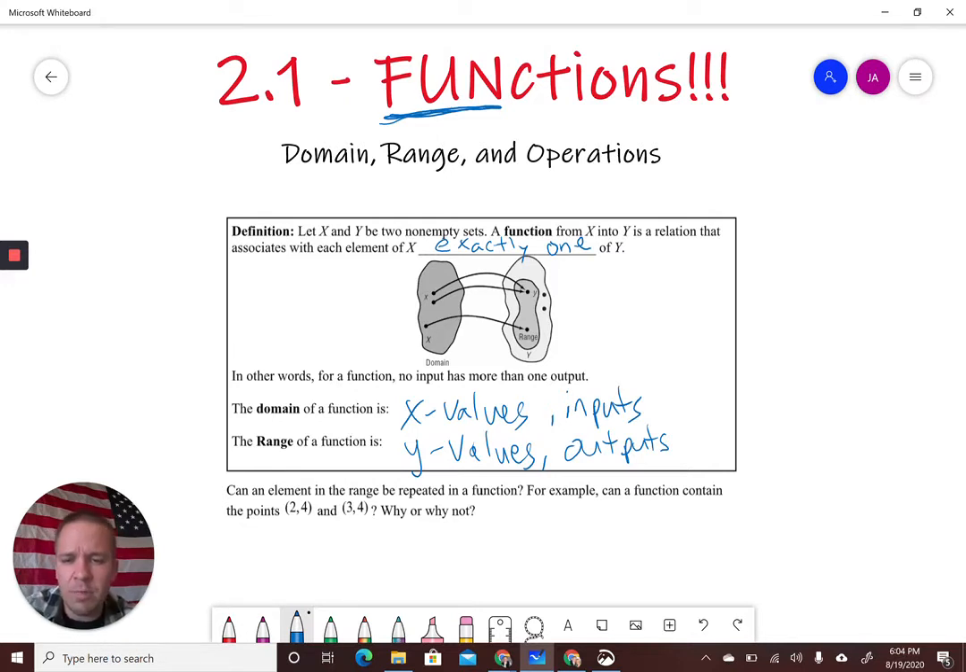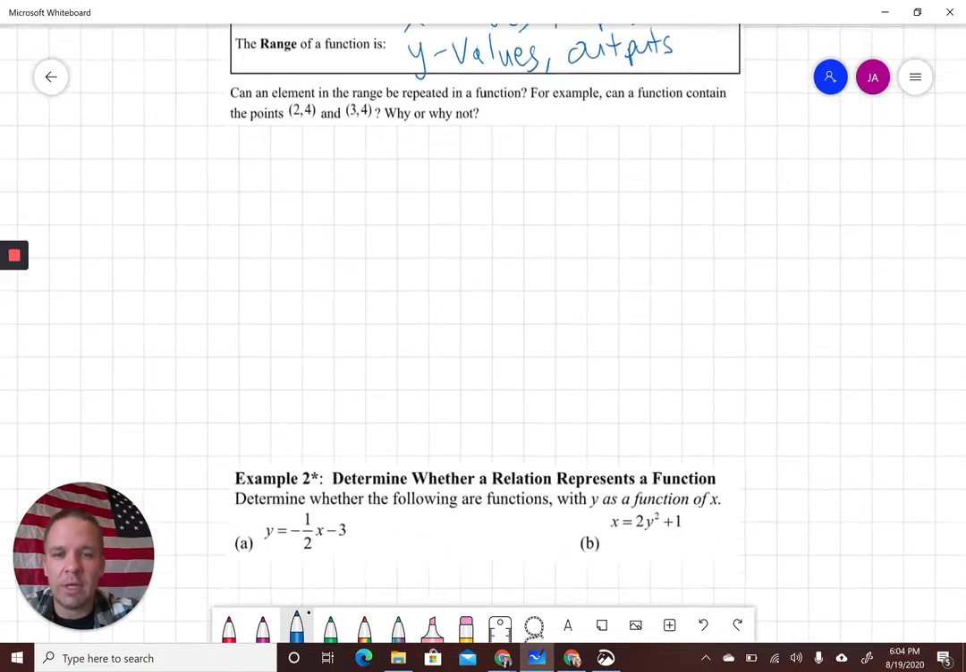So the question below will address the numbers here: can an element in the range be repeated in a function? For example, can a function contain the points (2, 4) and (3, 4)? Why or why not? All right, well, does each input have no more than one output? Well, 2 only outputs to 4. 3 happens to output to 4. That's kind of like what we have going on right up here, but without numbers, right? So it would work. The input has one output. It's not like 2 maps to 5, 6, and 7. It only maps to 4 from what we know. All right, so that would be our why or why not. Lovely. Let's keep it moving.